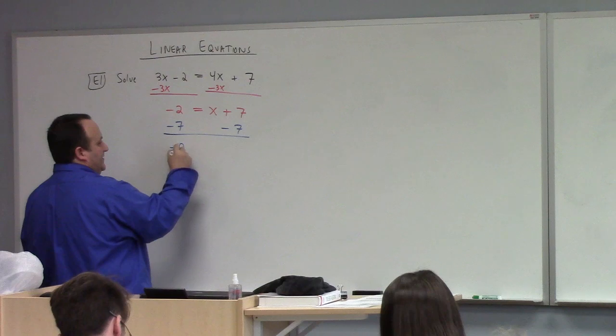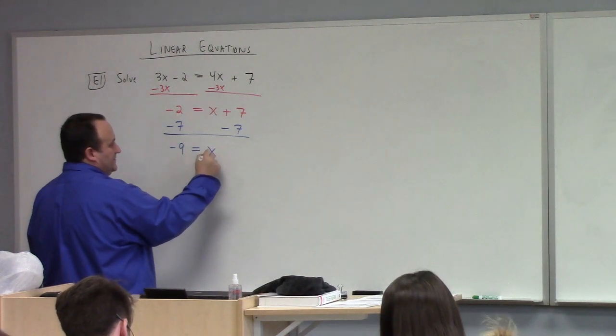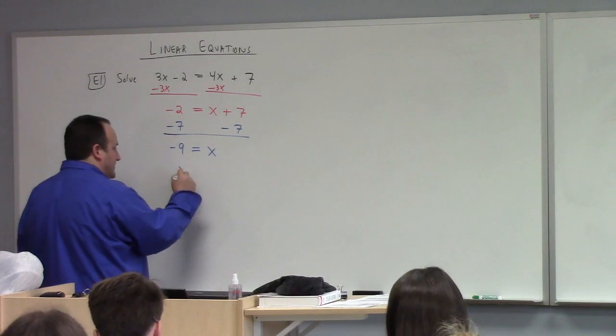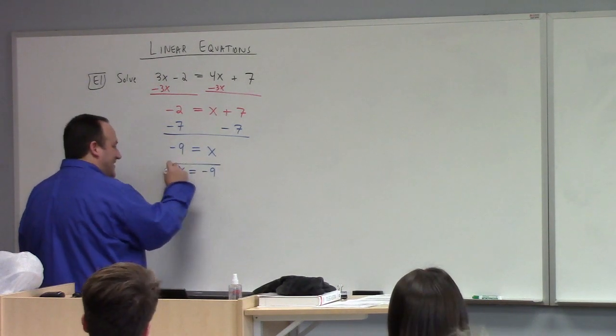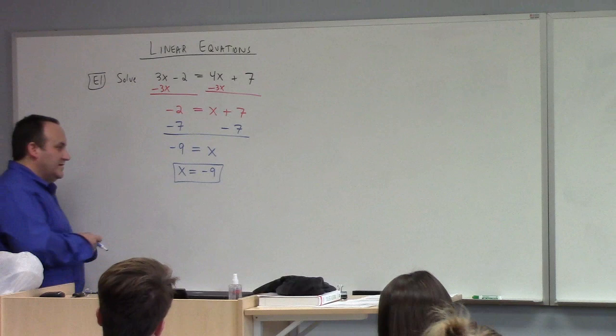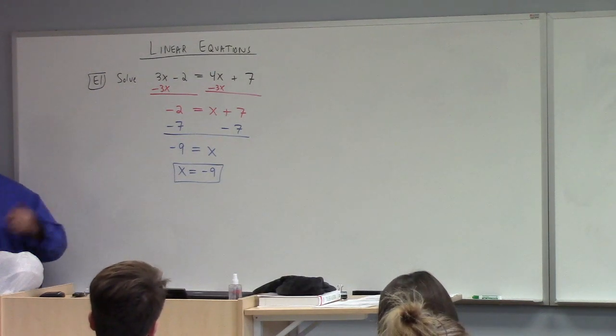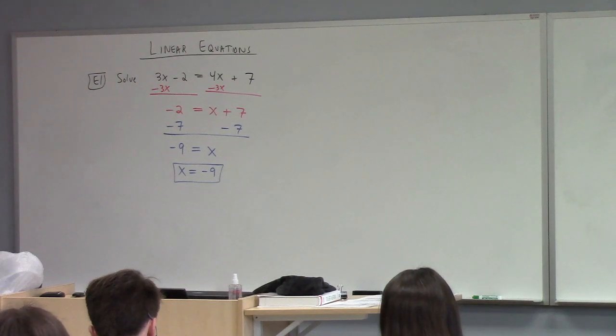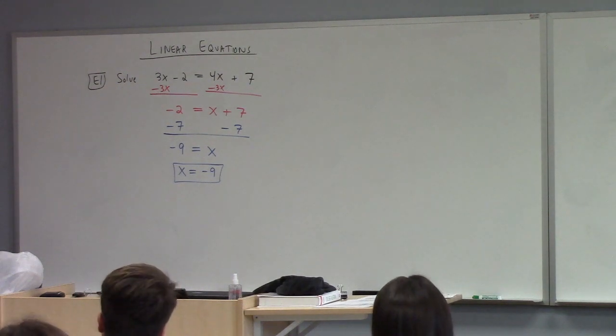That gives you minus 9 is equal to x, which for reasons I don't fully understand, I just feel like I have to write this like this. I think it's mostly because I read left to right. So x equals minus 9. There you go. That's the solution, right? What is the solution to an equation? It's a number that when you put it into the equation, it works, right?